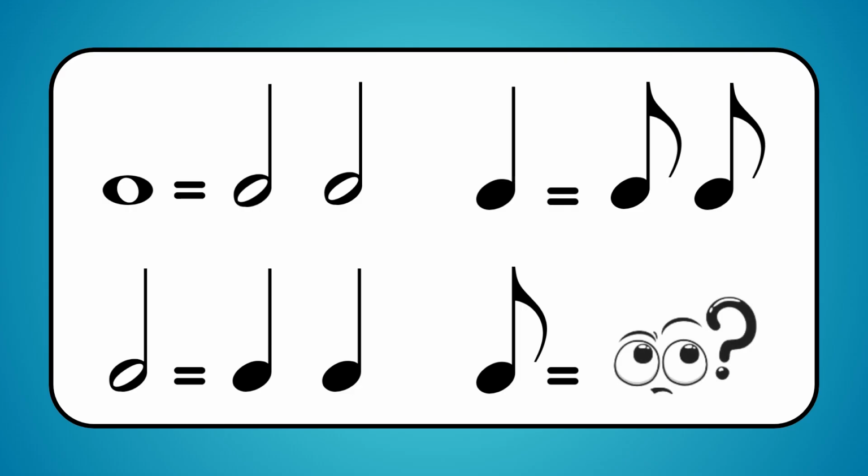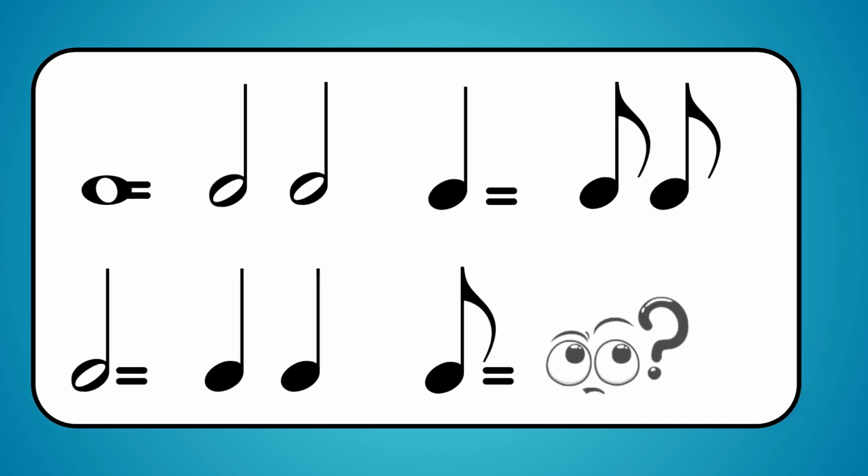One whole note is equal to 2 half notes. One half note is equal to 2 quarter notes. One quarter note is equal to 2 eighth notes. This pattern will help us understand our next note value, the 16th note.